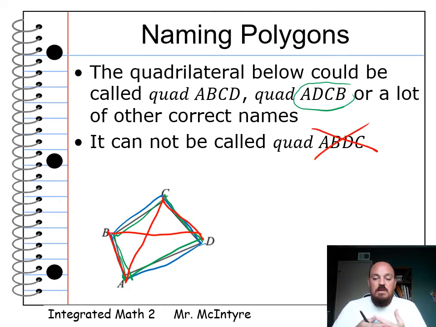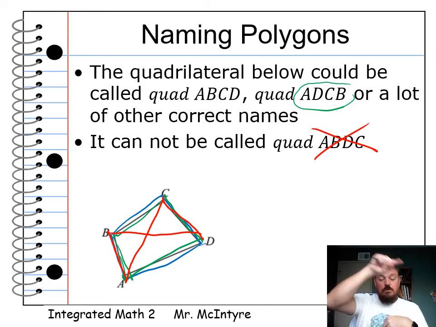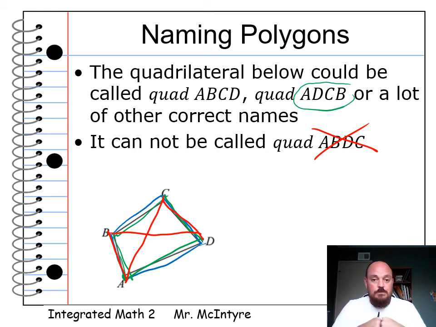It's important that when you're naming them, you go in order around either direction. It doesn't matter if you go clockwise or counterclockwise. Either one is fine, but make sure you're going around the circle, around the points. In a circle, basically. Don't zig through like ABDC. That's not a correct name.